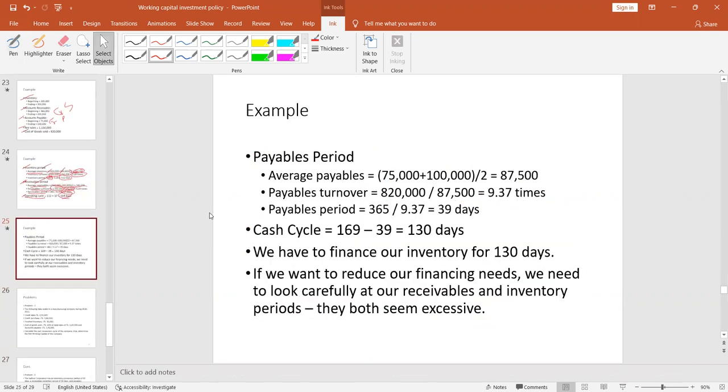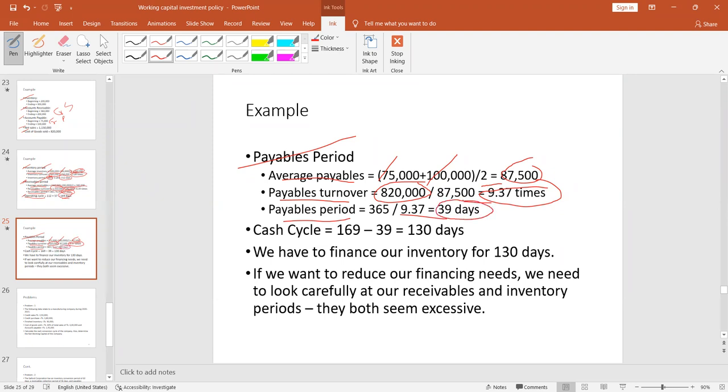Just see. Now we have the payable period. Process is the same. First, average payables means beginning payables plus ending payables divided by 2. Then payable turnover, how can we do this? Cost of goods sold, because we purchase raw materials at cost price, divided by average payables. So we have 9.3 times, and then payables period, what's the formula? 365 divided by payables turnover. How many days now?